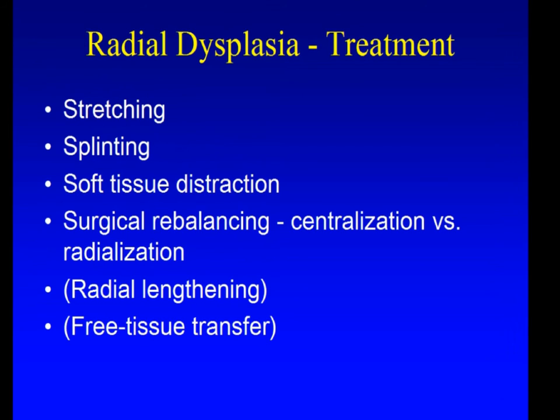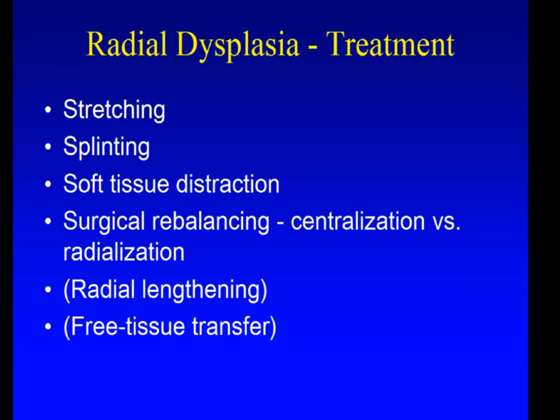The initial treatment for radial dysplasia is going to include stretching and splinting. Some people go on to include soft tissue distraction with a distraction X-fix. Some people in the past have also done varying types of centralizations or radializations of the hand on the forearm. This has varied in success, and I would say there is a very high recurrence rate with a lot of those procedures. In the past, some of them have actually caused trouble with the growth plate of the distal ulna, which causes shortening of that too, so you have to be a little careful with the rebalancing.